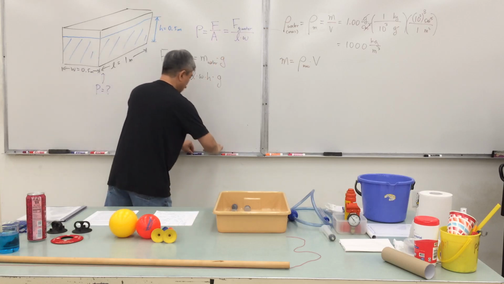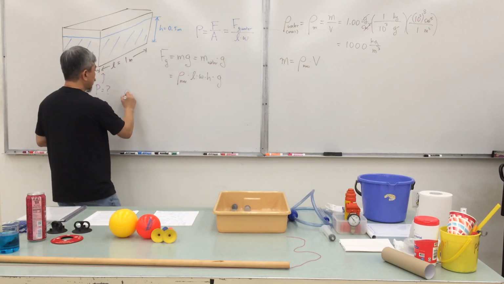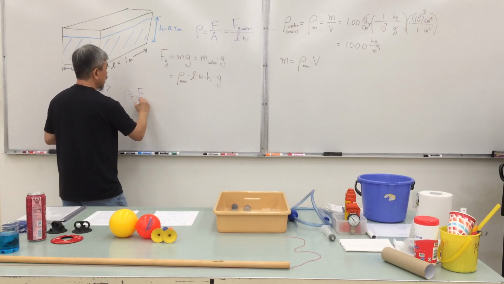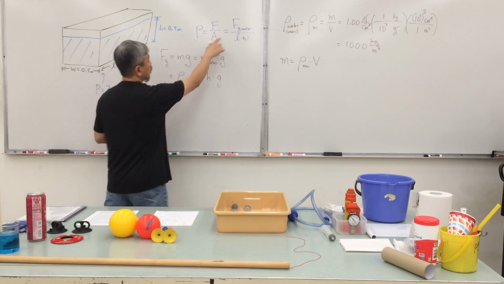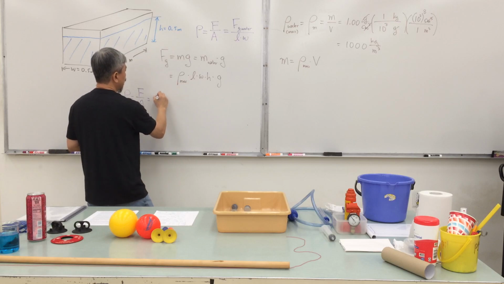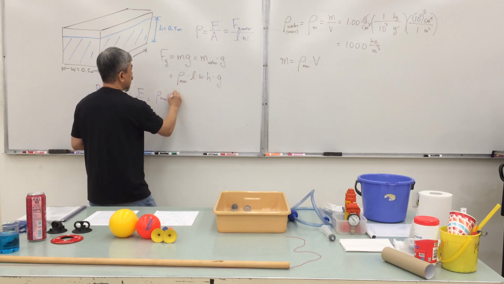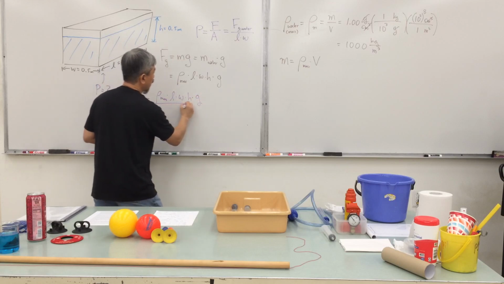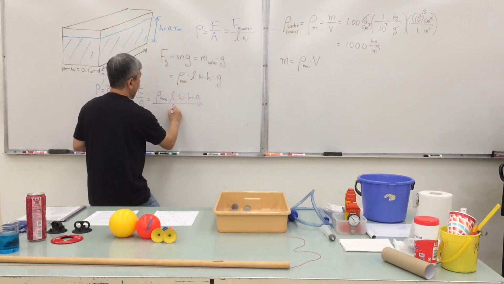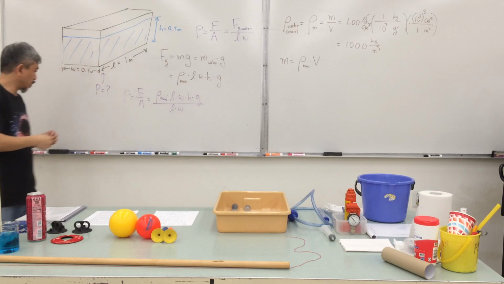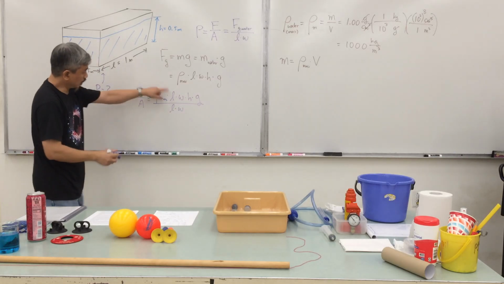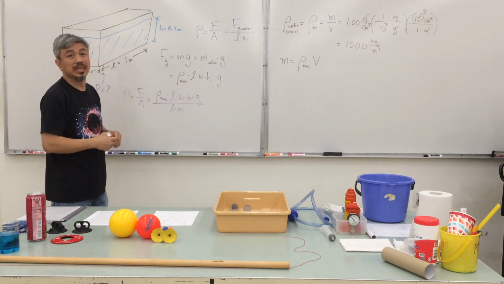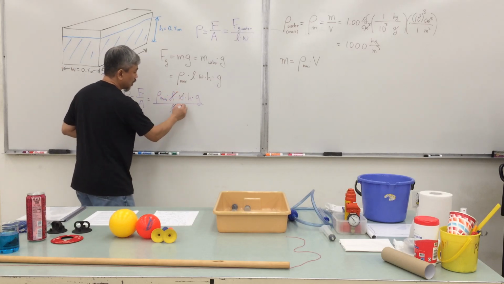Once I have that, I can now place it into my formula for pressure. Pressure is equal to force divided by area, or in this case, the force of gravity is just this thing over here: mass density of water times length, times width, times height, times g, divided by the area, which is now length times width. So notice that the length and the width actually cancel out. That's why I didn't even have to worry about putting numbers in, because they will cancel out in the long run.